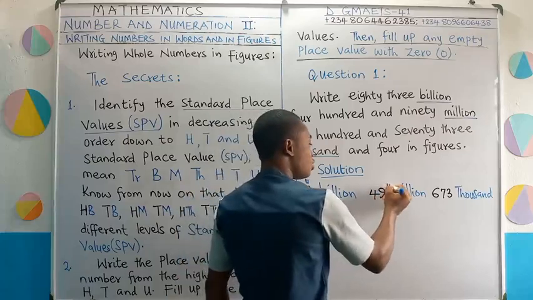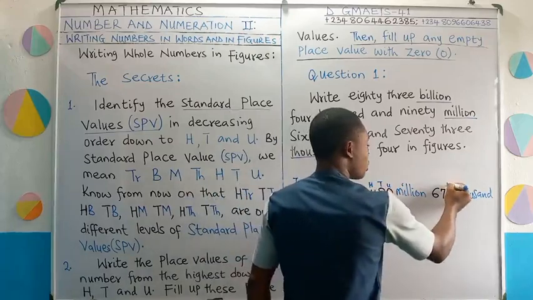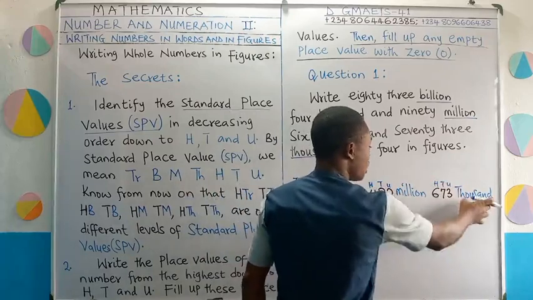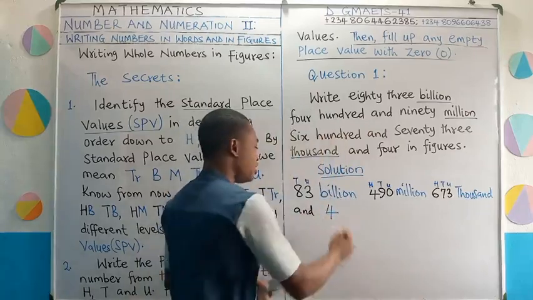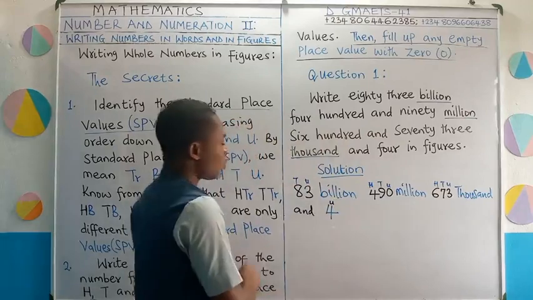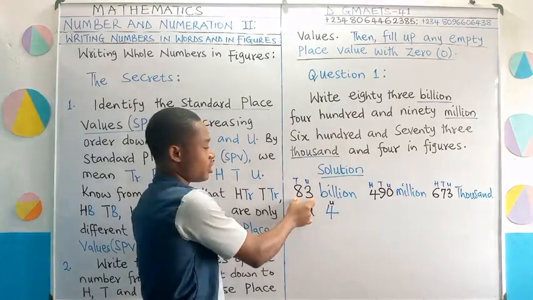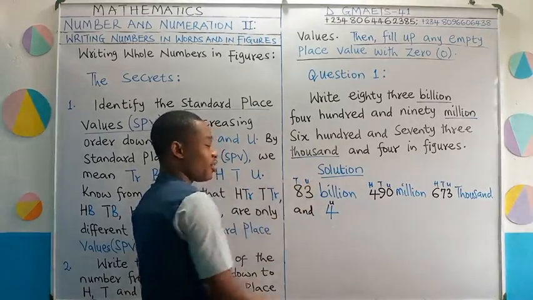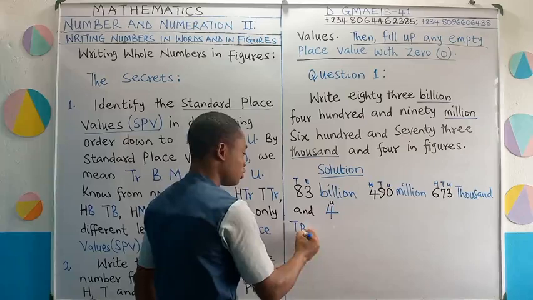This one in million is units, tens, and what? 100. You can see them. This one is also units, tens, and 100. This one is 1,000. Then you just have the 4. 4 alone is a unit digit. So like I said, looking at this is tens of billion already. So it means that the highest place value here is going to be tens of billion. So I'll start with that, tens of billion.